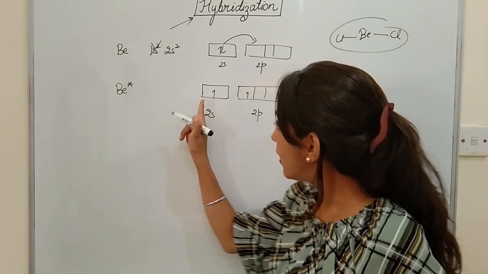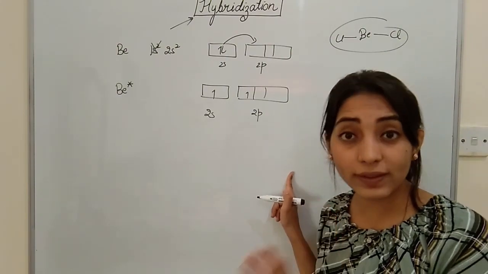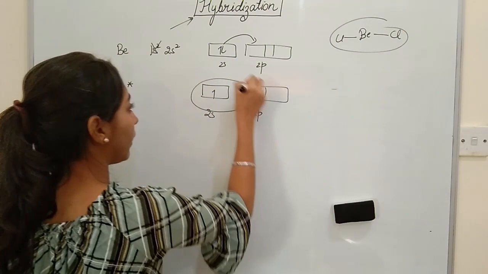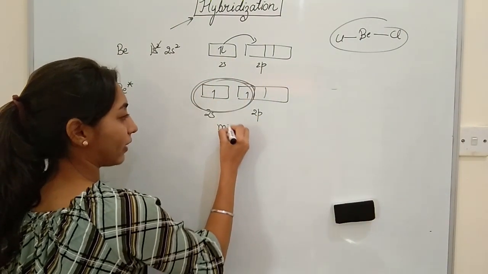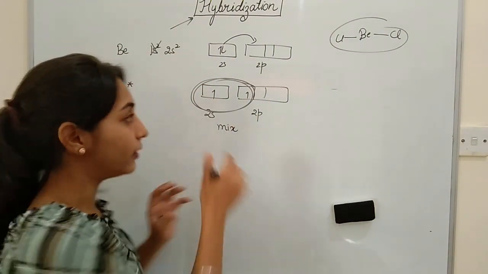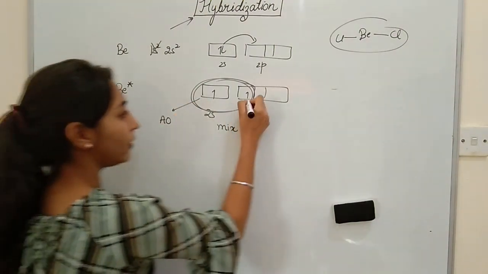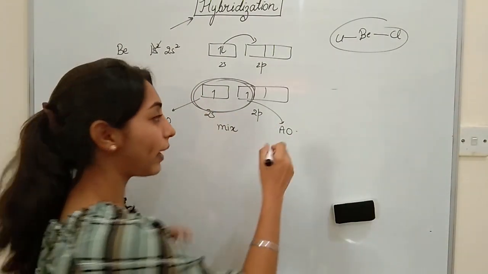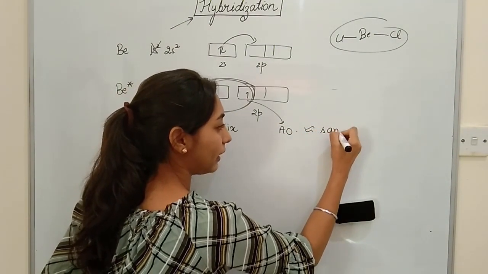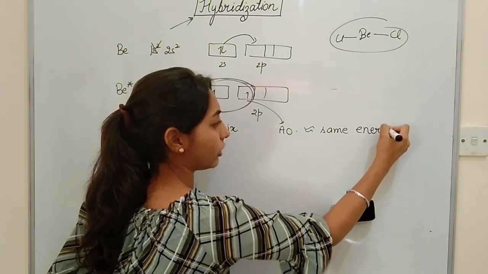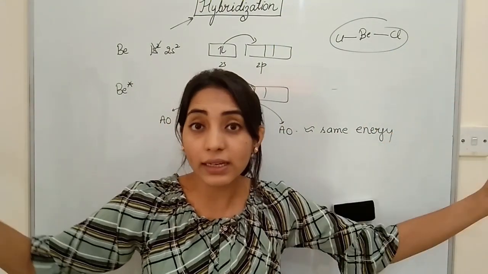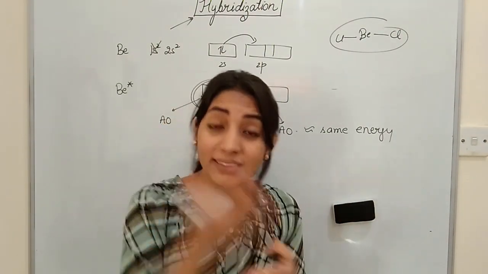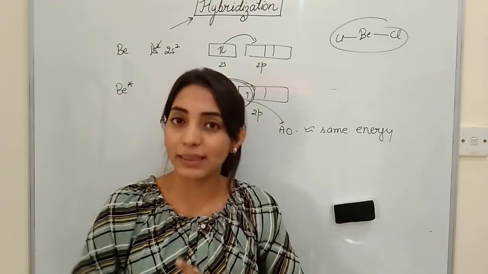I am saying rather than these two combining with 3p of chlorine, first these two mix with each other. Intermixing occurs. So can I say this is atomic orbital and this is atomic orbitals? Okay, and these two atomic orbitals are actually of approximately same energy. The energy should not be very much different from each other. They should be approximately same in energy. I am not saying exactly same. I am saying approximately same in energy.